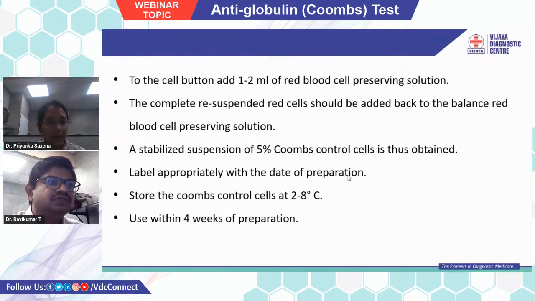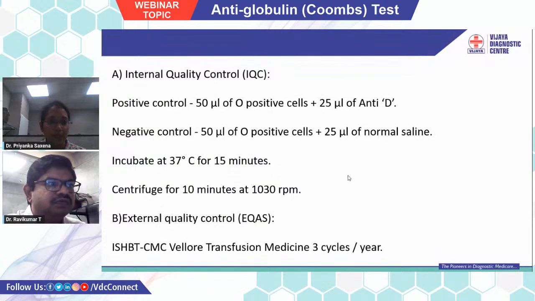This comes as a 10 ml bottle. So 1 to 2 ml of this solution is added to the cell button. Now the completely resuspended red cells will be added back to the balance amount of RBC preserving solution. Then we get a stabilized suspension of 5% Coombs control cells. These cells have to be labeled properly with the date of preparation and stored at 2 to 8 degrees centigrade, and used within 4 weeks of preparation.